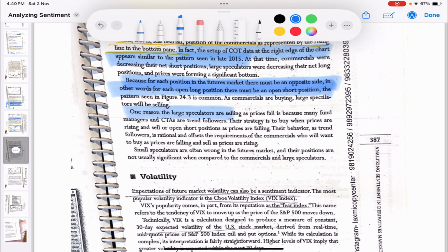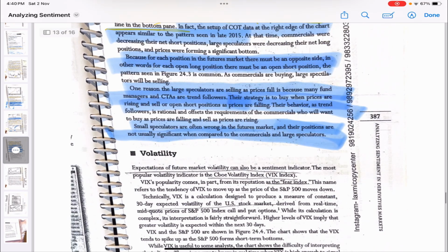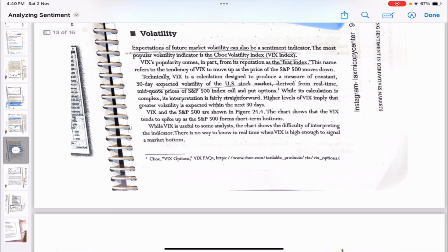One reason that large speculators are selling as the price falls is that many fund managers and CTAs are trend followers. Their strategy is to buy when prices are rising and sell when prices are falling. Their behavior as trend followers is irrational and offsets the requirements of the commercials. Small speculators are often wrong in the futures market, and their positions are not usually significant as compared to the large players. Okay, that was the COT data, or the Commitment of Traders report, and it is published every week by the CFTC.